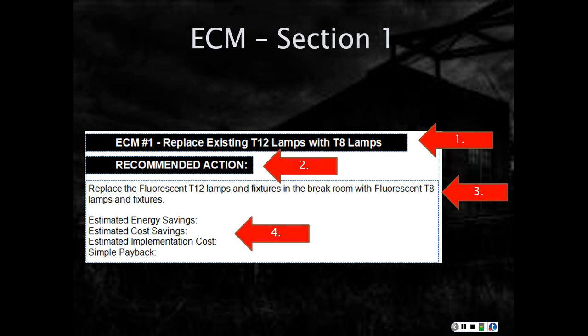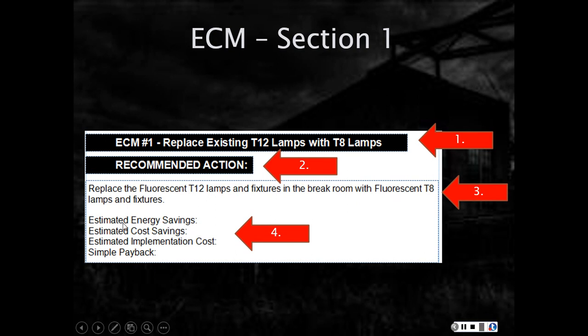So here's an example of that Section 1, the recommended action. You'll notice at the top, we gave the ECM a number. This is number 1. The brief description in the title block: we're going to replace existing T12 lamps with T8 lamps. Now, this doesn't even give area. It's just a generalized title. And down here, we give a little bit better explanation. We're going to replace the fluorescent T12 lamps and fixtures in the break room with fluorescent T8 lamps and fixtures.